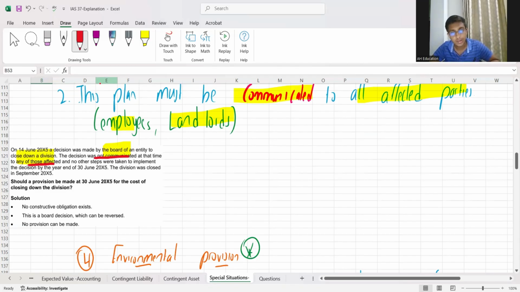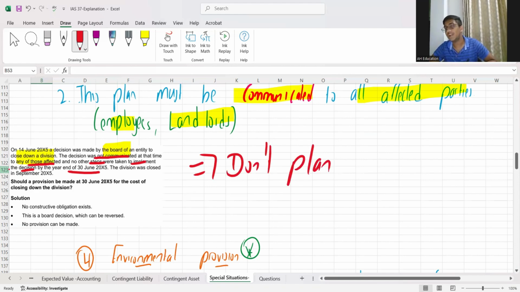Okay. And no other steps were taken to implement the decision by the year end at 30th June 2005. Now, no other steps indicates that you don't have a plan. Right? Obviously, if you have plans, you will start implementing those plans step by step. If you don't have a plan, then there's nothing to implement. Okay. The division was closed in September 2005. The question is quite simple, guys. The question is asking, do you need to recognize a provision or not for the year end as at 30th June 2005?